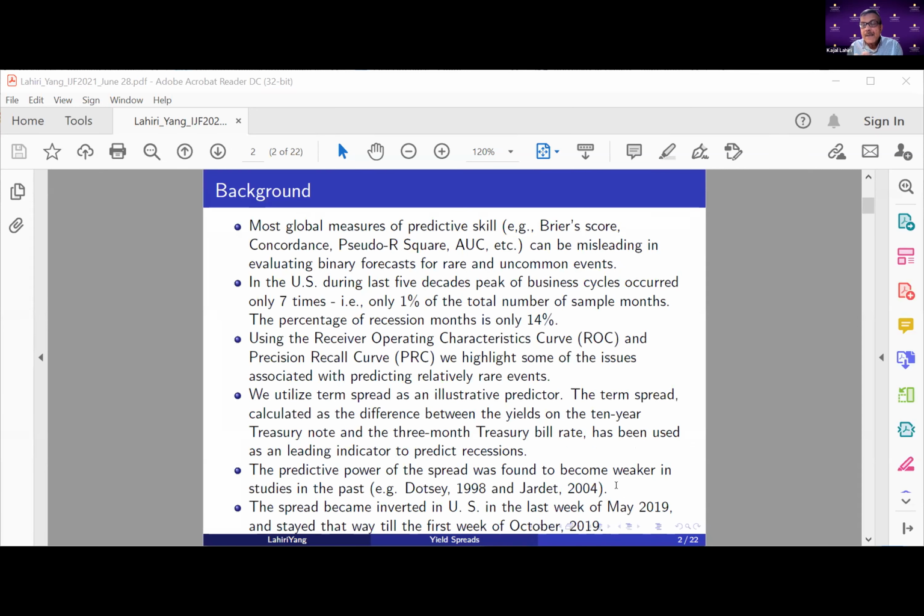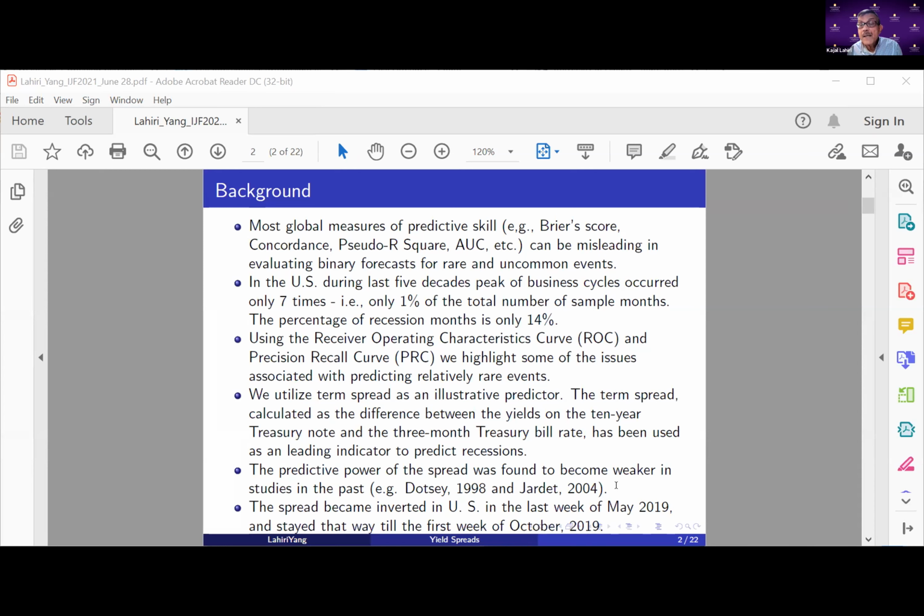The key word here, it's a big paper, so let me just get to the point. It deals with binary predictions, okay? Like a recession, non-recession. And the idea is how do you evaluate these kinds of predictors, whose job is to predict a binary event? There's a huge literature on this, of course. And the binary variables that we are honing in on here are rare, uncommon binary events.